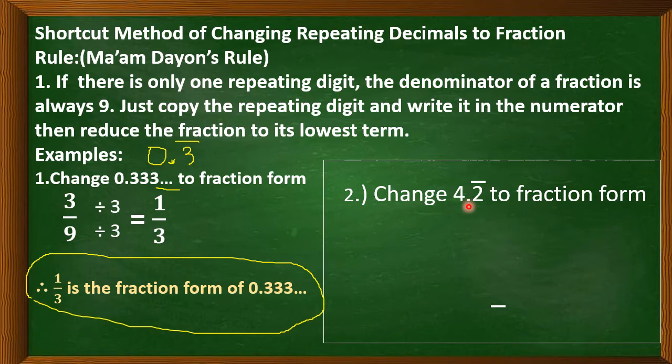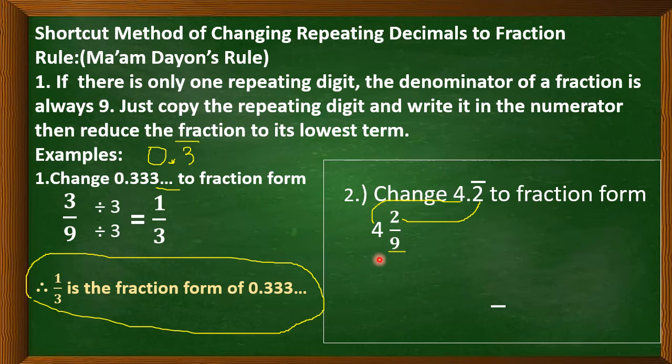Another example, change 4.2 repeating to fraction form. This time we have a whole number. So we just copy 4 as the whole number part of the fraction. Here we have 4, and our repeating digit is 2. It will be in the numerator. And again, rule number 1 is telling us that if we only have one repeating digit, our denominator is 9. So we have 9.